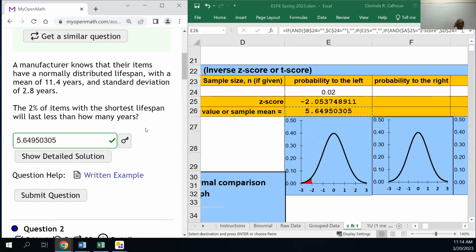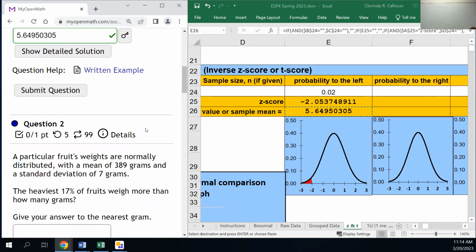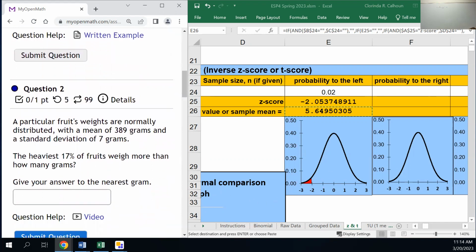Anyone have any questions about number 1? Okay. Just make sure you're in the probability to the left for that one since it says less than. Okay. Number 2 is very similar. Okay, number 2, same type of thing.